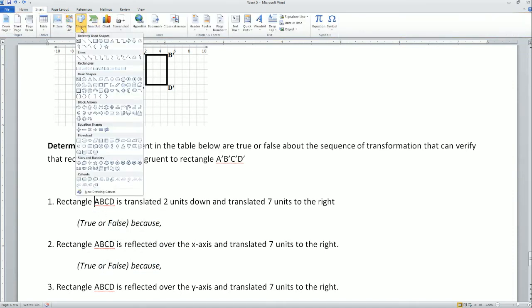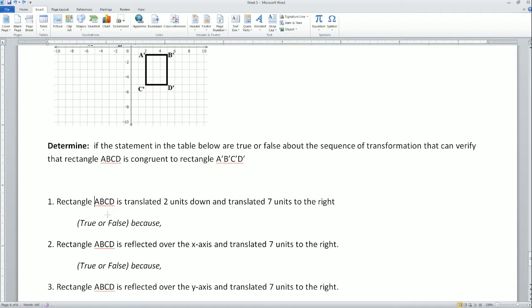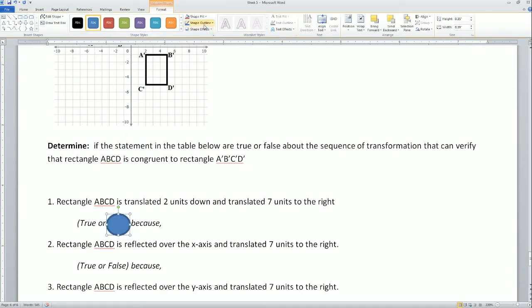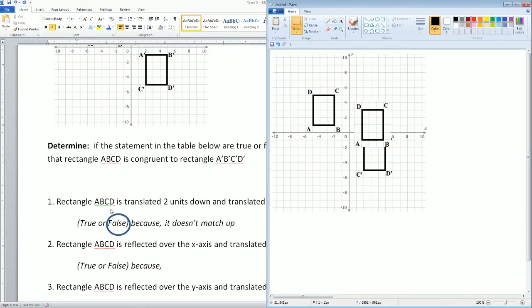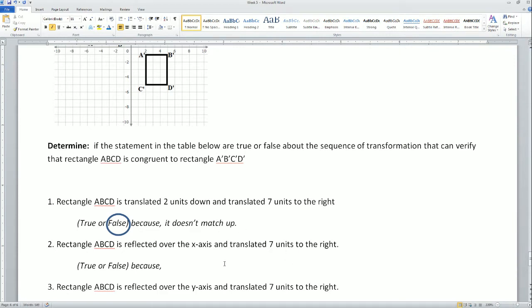I can say false right here. No fill. False. It doesn't match up. Doesn't match up here. Next one. Reflects over the x-axis, then translate it 7 units to the right.